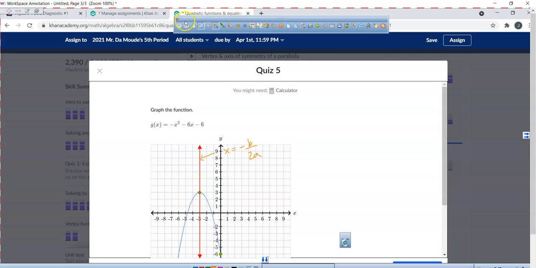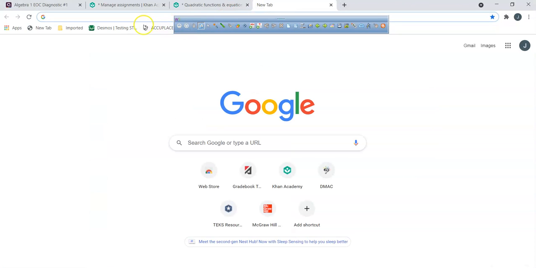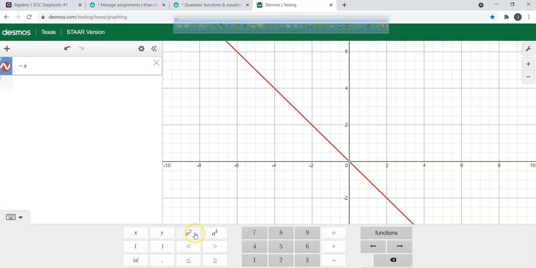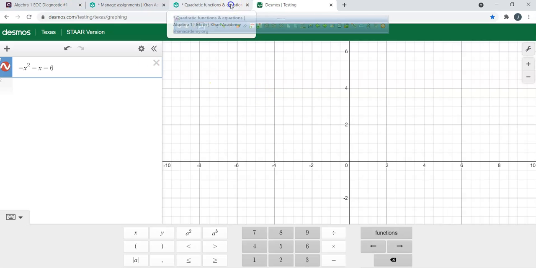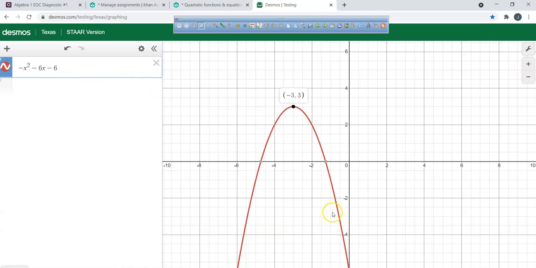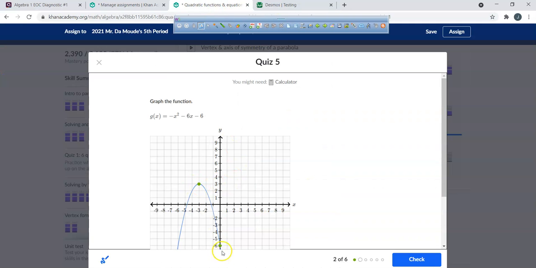Now, to check your work, you could go over here to Desmos and just type it in: negative x squared minus 6x. I forgot to put a 6x, my bad. There we go. And you can see right there, there's your vertex, negative 3, 3, and then there's your y-intercept right there, 0, negative 6. So you could obviously type it into Desmos and easily graph it. Always graph your vertex and one other point. So there's my vertex and there's one other point.